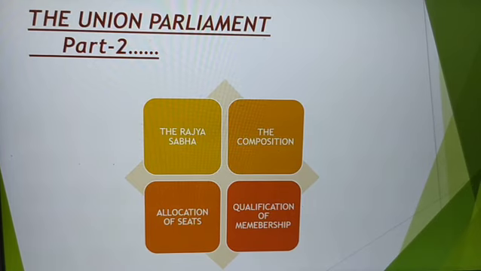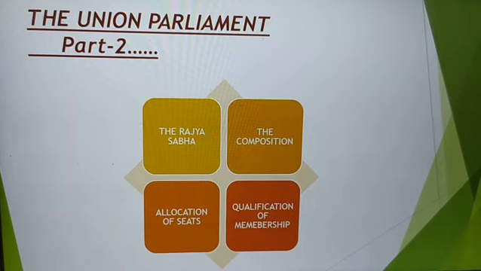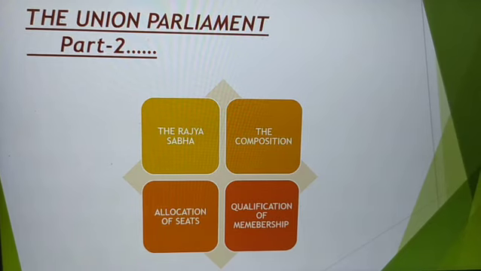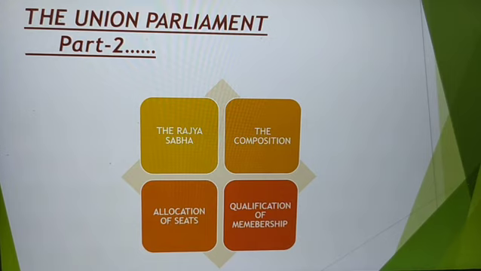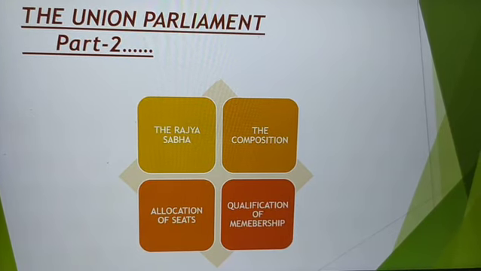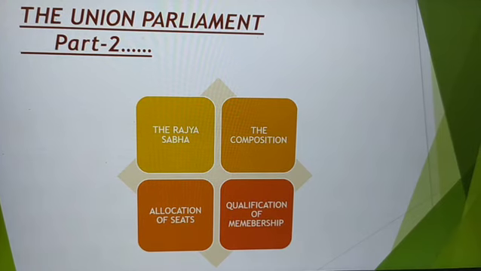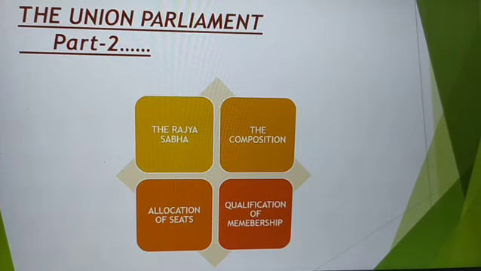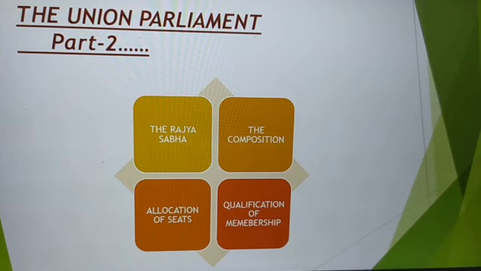Now, coming to the composition. So if we are talking about differences between Lok Sabha and Rajya Sabha, let's take this as another difference between the two. The composition of Lok Sabha is 550 members. However, Rajya Sabha comprises 250 members. Now the members fall in two categories.